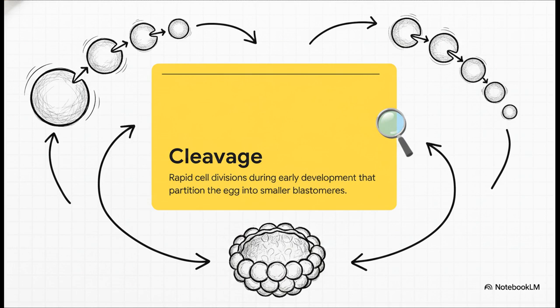And here's a really fascinating distinction. During cleavage, the embryo doesn't actually grow in mass at all. It essentially skips the growth phases of a normal cell cycle. It's merely dividing its existing cytoplasm over and over again, rapidly carving itself up into smaller and smaller cells called blastomeres. Eventually, it forms a hollow ball of cells known as a blastula.